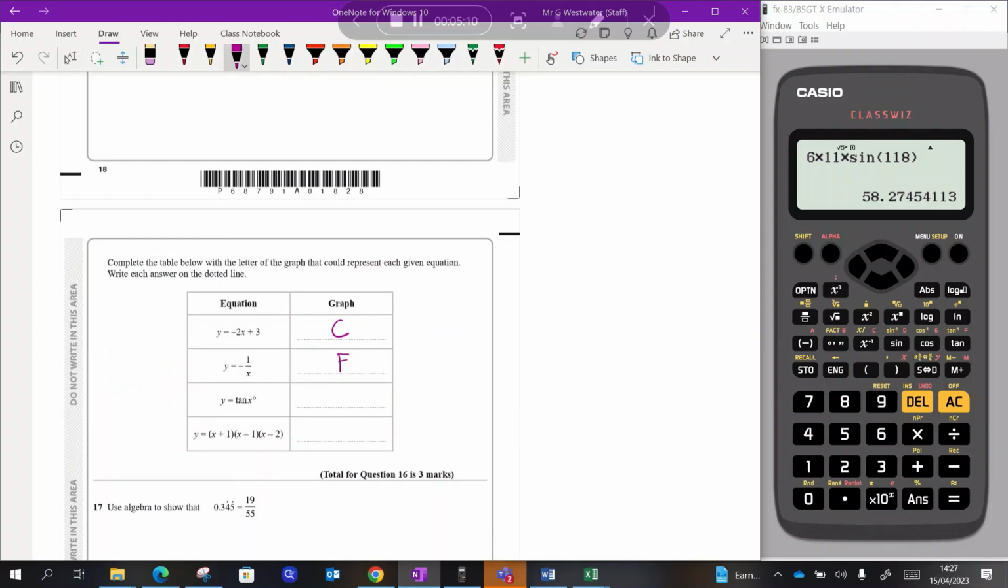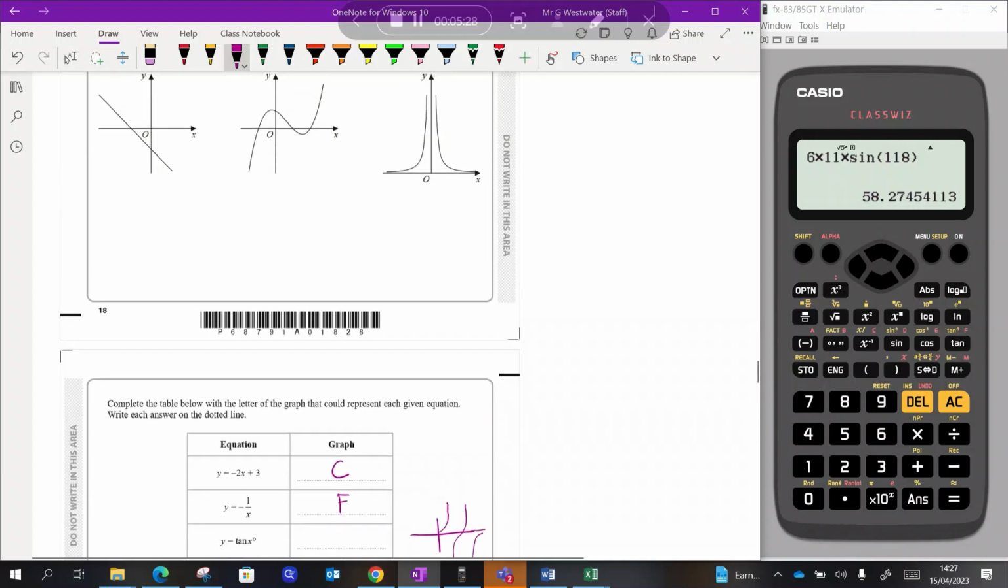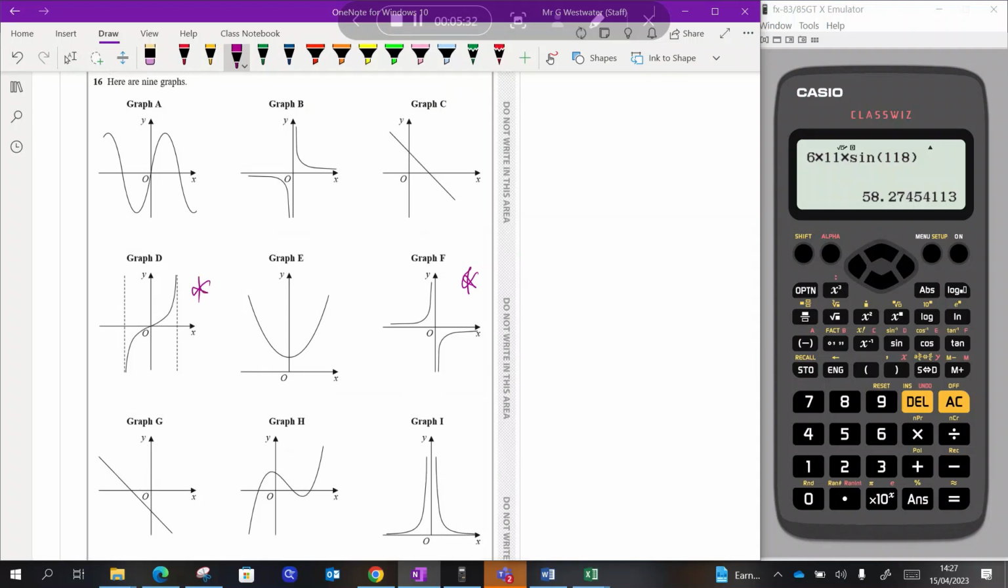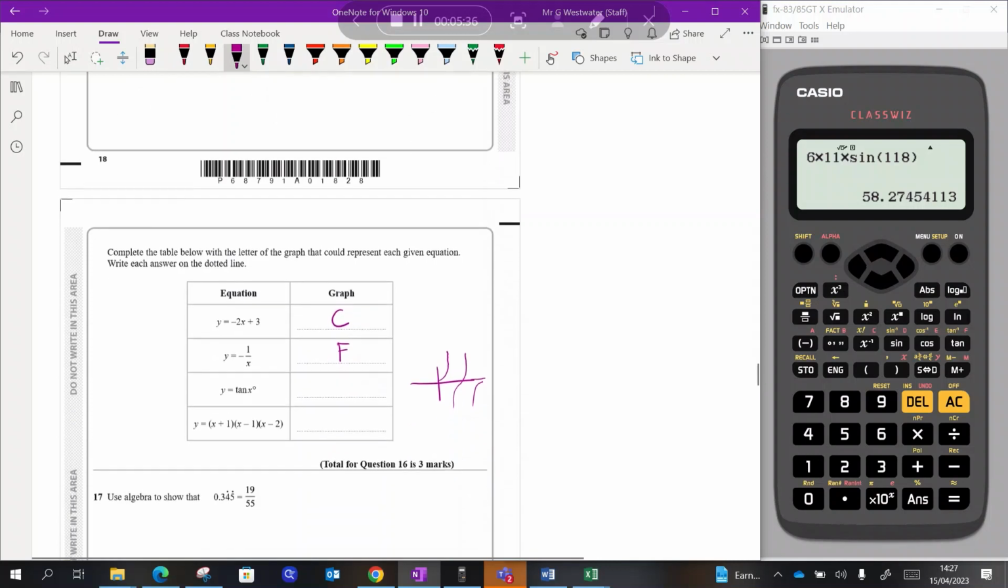On to this tan graph. So the tan graph has lots of asymptotes. It starts here and goes all the way up, and then we come back down, and then we go up again, and then up again, and so on, and it's this ever-repeating cycle. So, which graph looks like this? Here we are. Here's our tan graph. So, this is graph D.